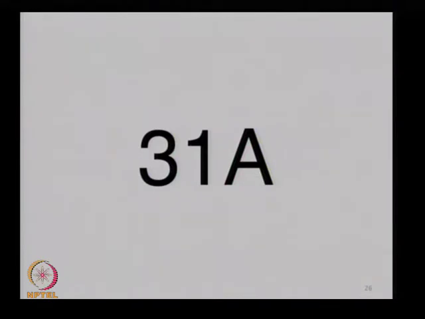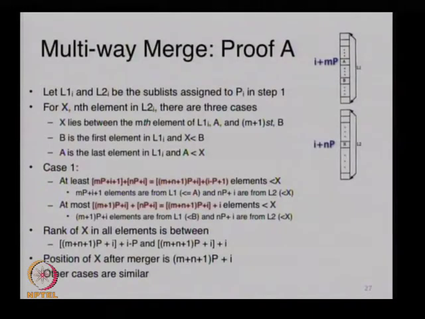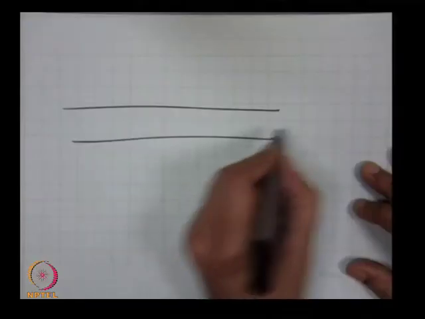Three-way merge, and we'll prove a few things along the way. The diagram you see on the top right corner has two arrays, two halves of the arrays, if you will: L1 at the top, L2 at the bottom. And I will recreate the same diagram.